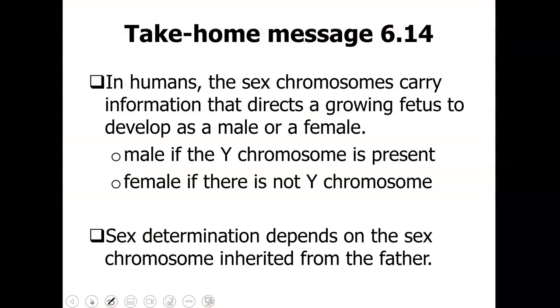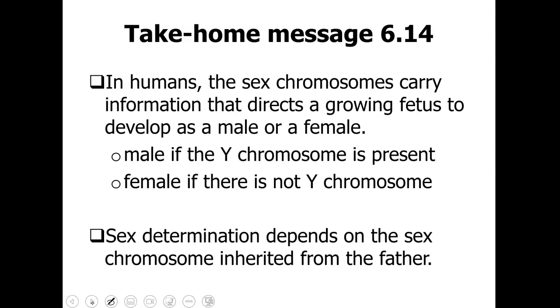So in humans, the sex chromosomes carry information that directs a growing fetus to develop into a male or a female: male if the Y chromosome is present, and female if the Y chromosome is not present. With these sex chromosomes, it's important to know that they don't have essential things for life on them, such as hair or eye production. These are solely there to help create things that are sex determinant. We do have some sex-linked traits that can be found on there, such as color vision, being able to see colors, and that will be a sex-linked trait.